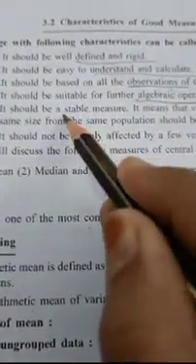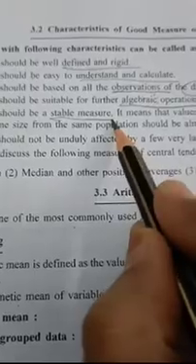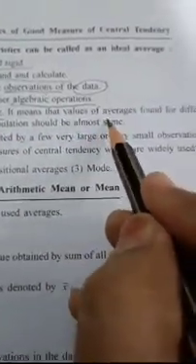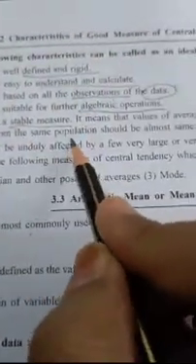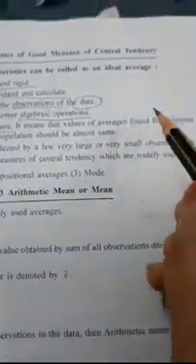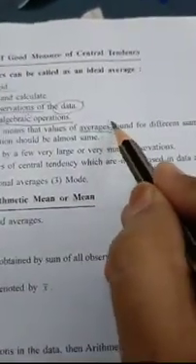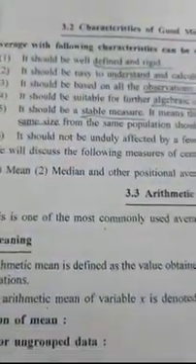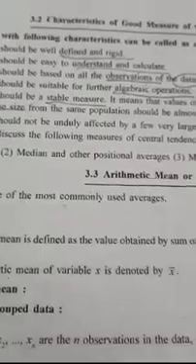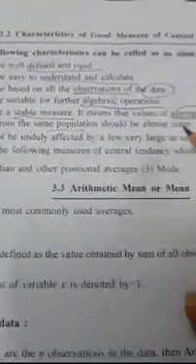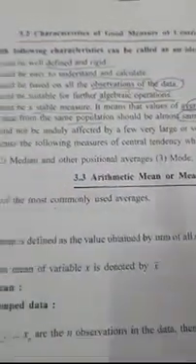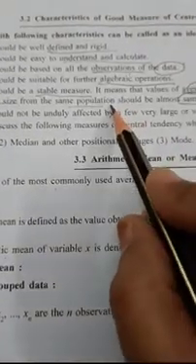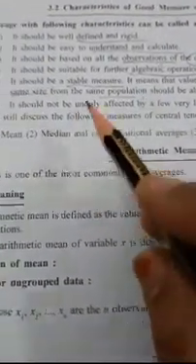It should be a stable measure. Stable means one stable value should come up. It means the values of averages found for different samples of the same size from the same population should be almost the same. If we are taking any other sample, the sample should have the same size and the same population, then only we will get the answer perfectly. It means all the observations should have the same characteristics.